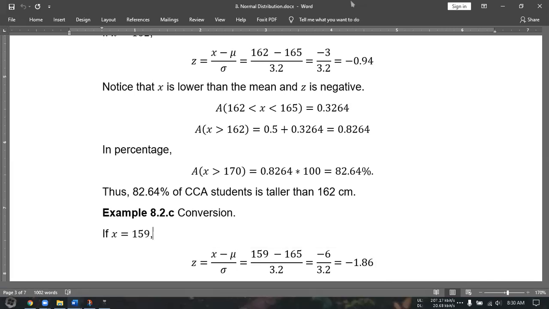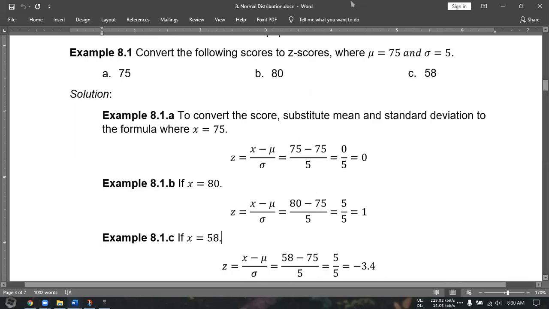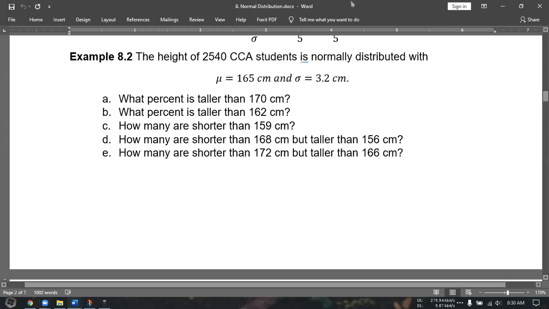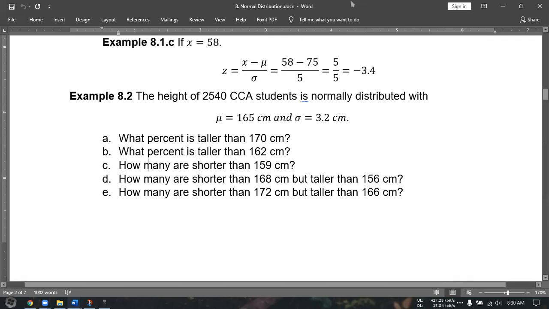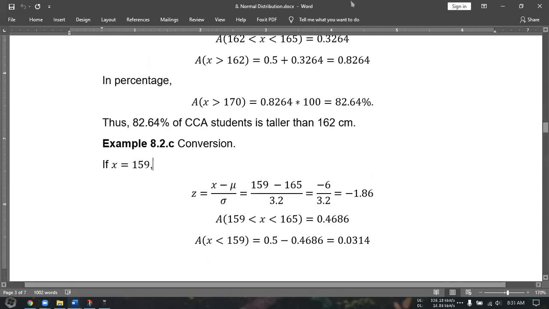8.2.C. I think this is smaller than 159. Verify that. Smaller or shorter. And this time we are not concerned with the percentage anymore. We are concerned with the specific number of CSA students who were shorter than 159 centimeters. Shorter than 159 centimeters. So, conversion.